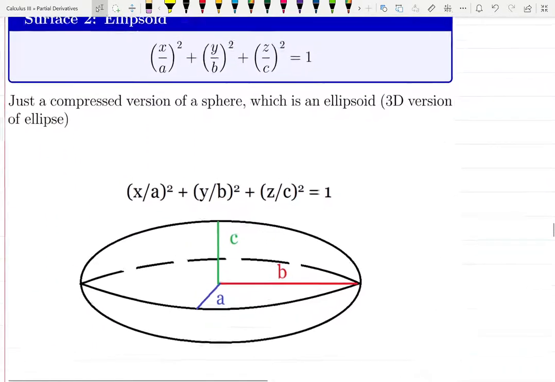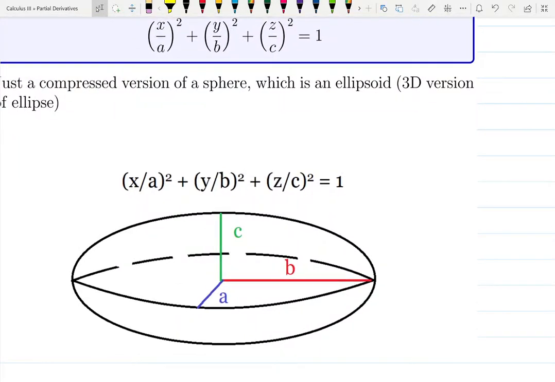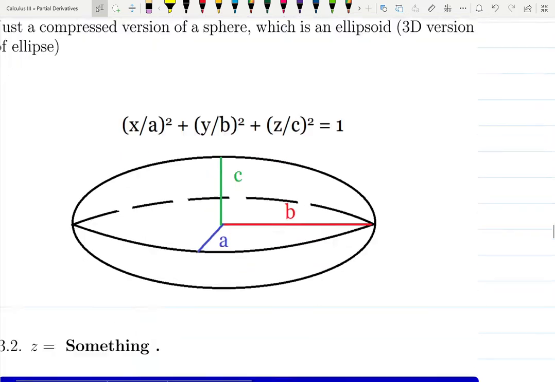An ellipsoid is a sphere, but the 3 radii are not the same. Different radius to the right, different radius down, different radius up. X was changed, Y was changed, and Z was changed by different values. Ellipsoid, which is an ellipse in 3D.